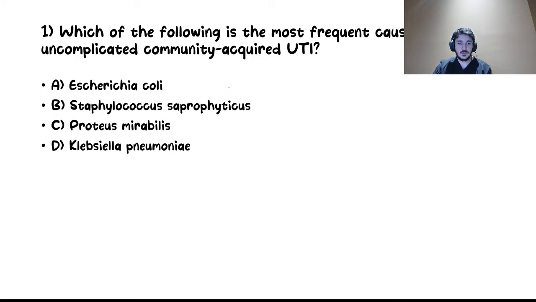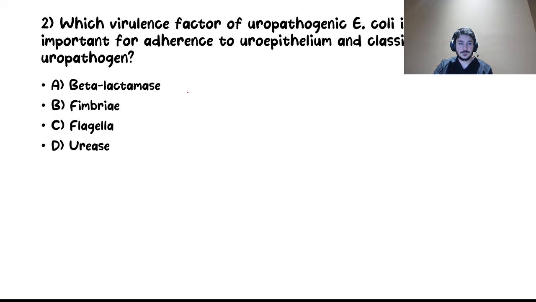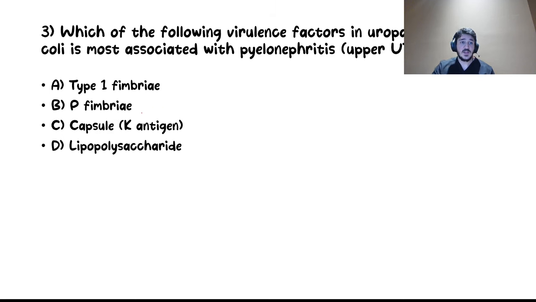Which of the following is the most frequent cause of uncomplicated UTI? Community-acquired UTI, and we said it's always E. coli. Which virulence factor of uropathogenic E. coli is most important for the adherence to uroepithelium? We already explained this and talked about this. It's fimbriae. Which of the following virulence factors is associated with pyelonephritis or upper urinary tract infection? P fimbriae. Don't be confused and answer type 1. No, the answer is P fimbriae. P for pyelonephritis. That's how to remember it.